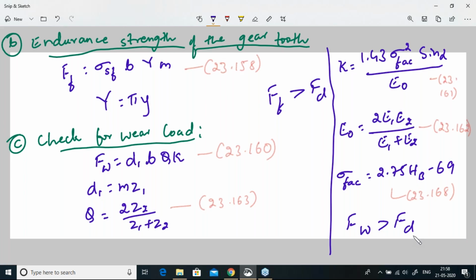Then either we can increase the face width B. So to increase face width B means we are assuming that is either from 3 pi m to 4 pi m or 9.5 m to 12.5 m. So we are assuming say 10 m. If we assume means instead of 10 m we have to change it to 11 or 12 m like that. But if we change also, we have to start from beginning, or the last one is increasing the surface hardness, that is HB. So by like this, we have to make sure that FW should be greater than FD.